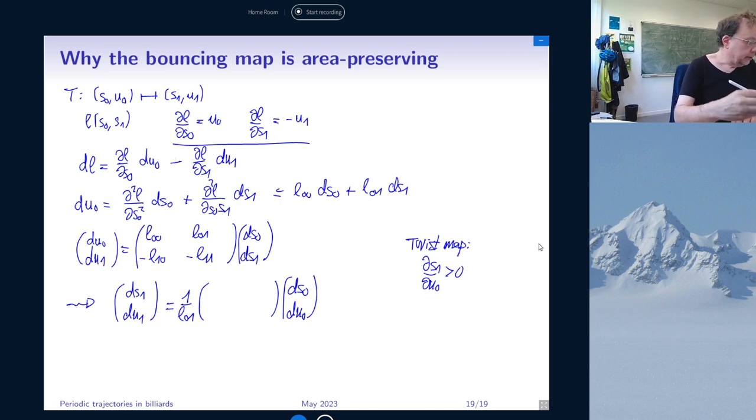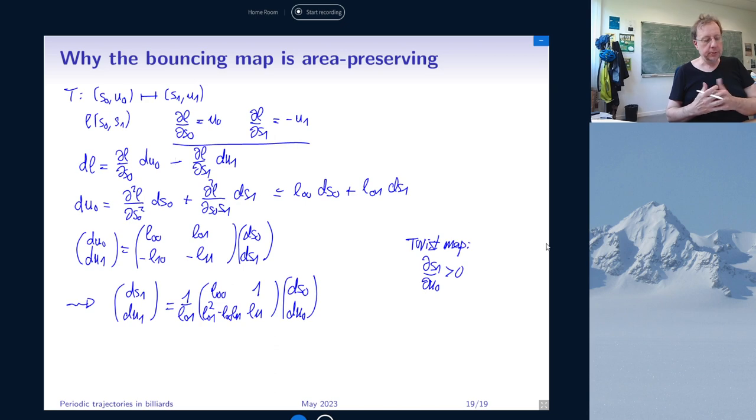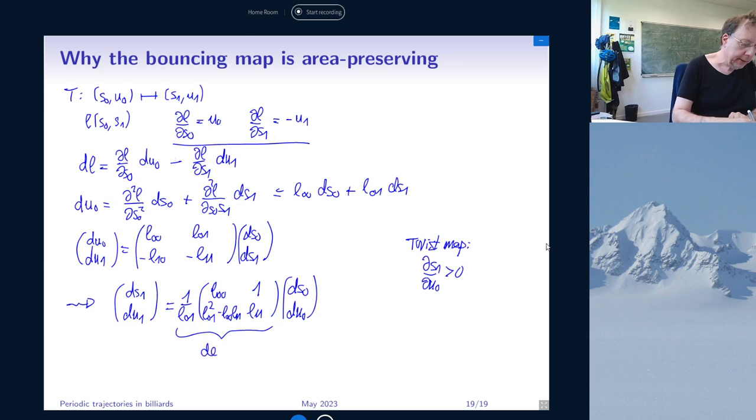And now if I complete my computation here, I will have here L00, 1, L11, and here I will get L01 squared minus L00 L11. So you have to do the computation, but the point is that the determinant of this matrix here is equal to 1. And that implies that my map is area preserving.